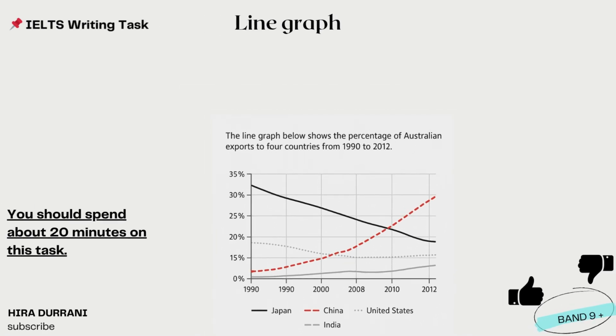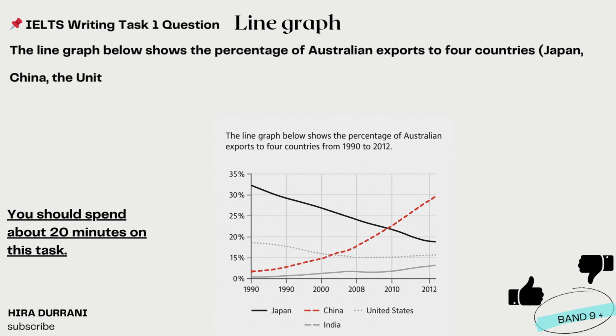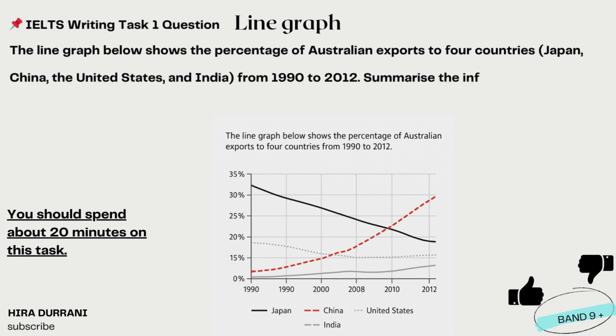The first line, the black line, is of Japan. The red dotted line is of China. And the United States has a very slight and light dotted line, and the least, the bottom line which we have, is of India. So now here we have a question.